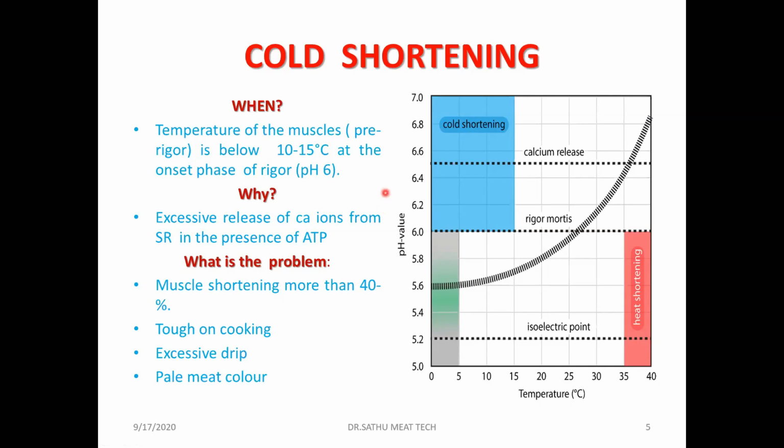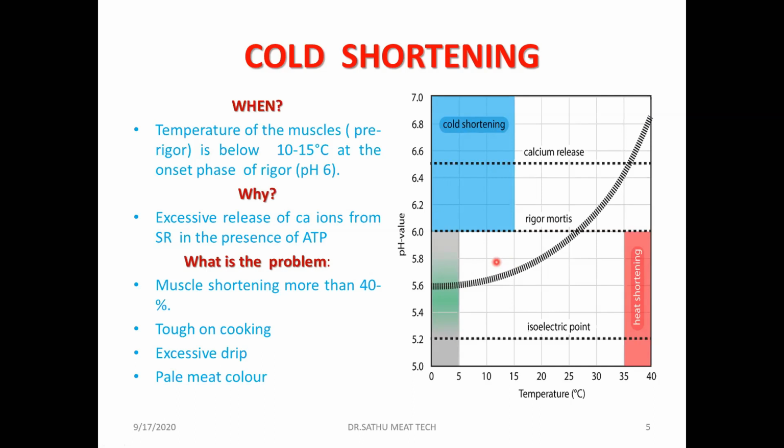Then what is thaw rigor? When the pre-rigor meat is exposed to freezing temperature, normally less than minus 10 degrees centigrade, the sarcoplasmic reticulum is disrupted completely, and more calcium will be released. During freezing nothing else is happening, only the disruption of the sarcoplasmic reticulum and the release of calcium. But upon thawing, since it's pre-rigor meat, there is sufficient ATP, and the large quantity of calcium released again leads to toughness of the meat.